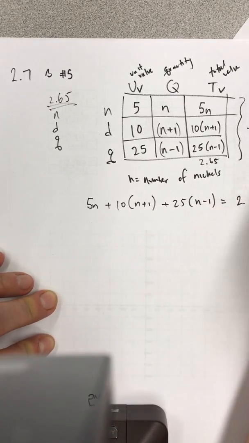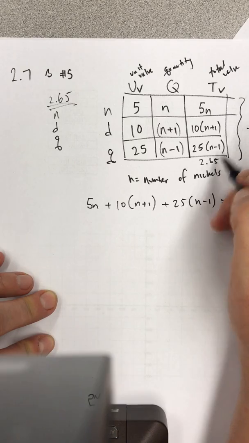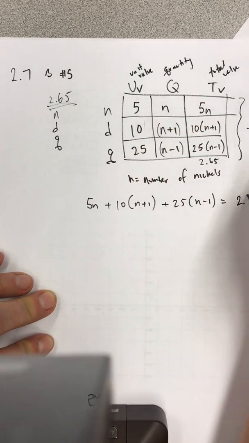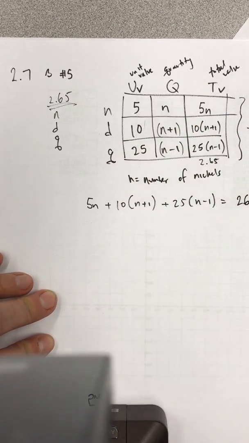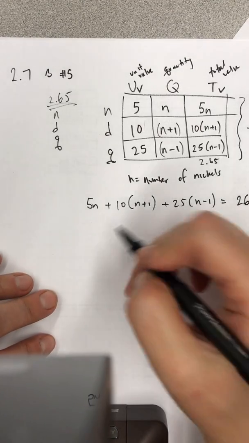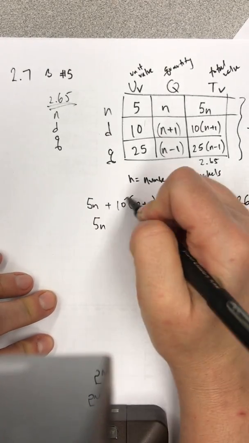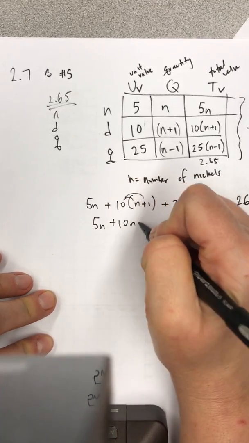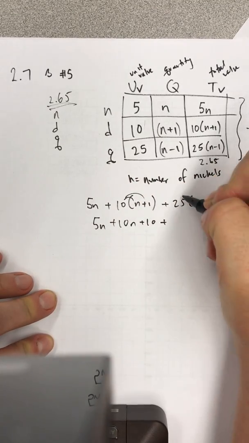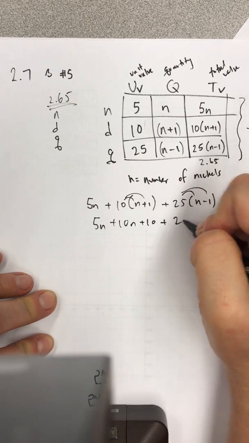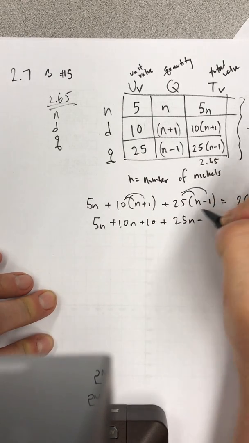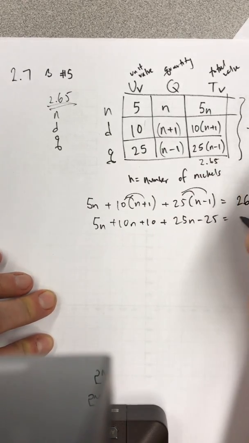2. Oh, you know what? 265 is in dollars. These are in cents. Let's actually write 265 because then it's total pennies. We can make it dollars later. That was a good catch. Okay, so that's 5N. We're going to distribute: plus 10N plus 10 plus 25N, and distributing 25N minus, don't forget the minus, 25 equals 265.